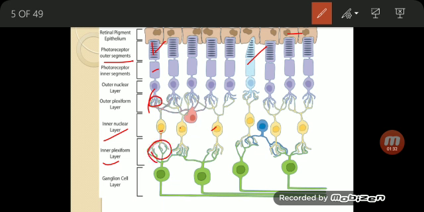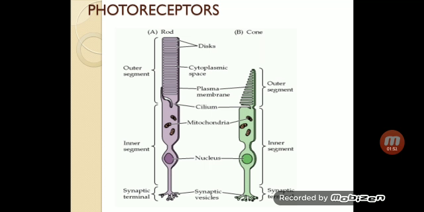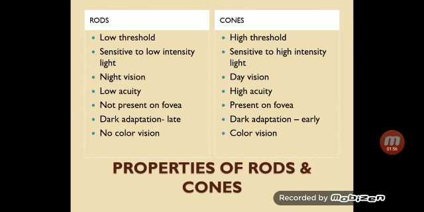So now moving on to the photoreceptors, rods and cones. Rods are about 120 million in the eye. We have previously seen about them, and they are sensitive to low intensity light. They are responsible for night vision, and they are not present on the fovea. They don't have color vision. Cones are high threshold, sensitive to high intensity light, day vision, high acuity, present on fovea, dark adaptation is early, and color vision is present.